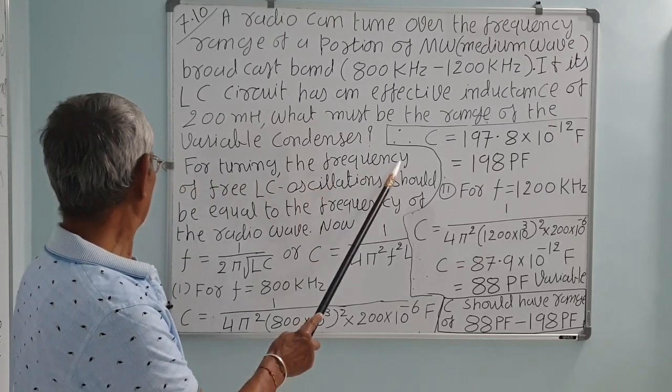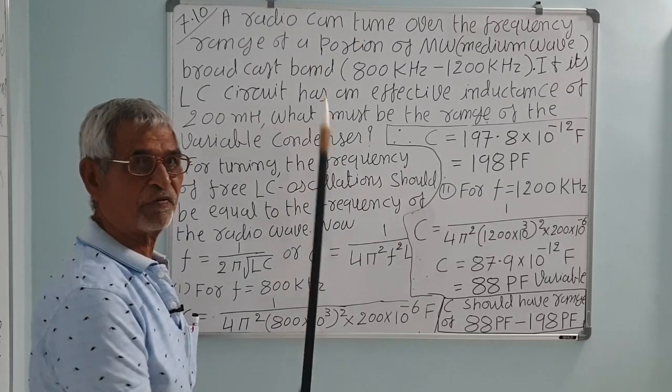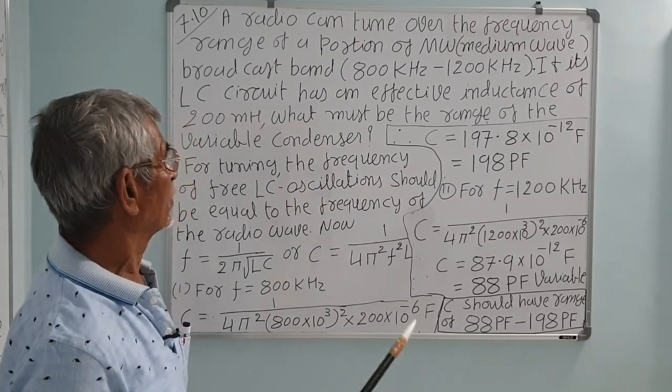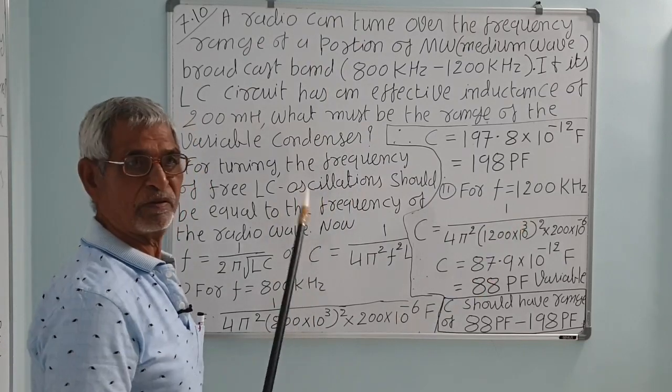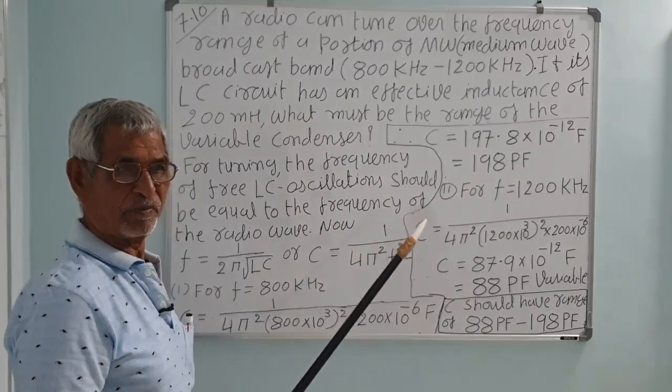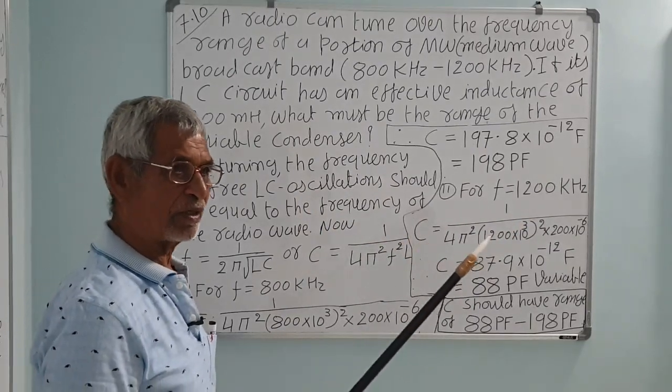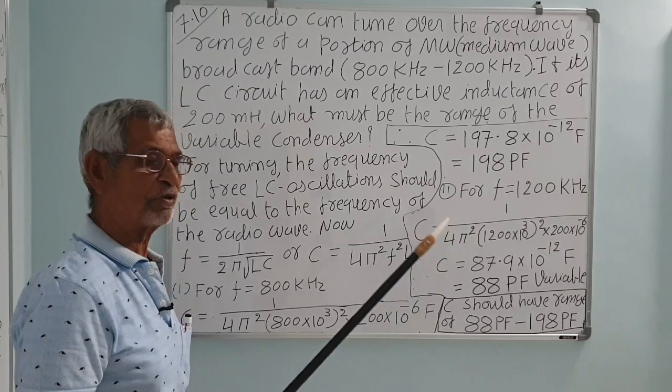For tuning the frequency of a free LC oscillator, we have to tune it. There are incoming waves of many frequencies, transmitted from radio stations.